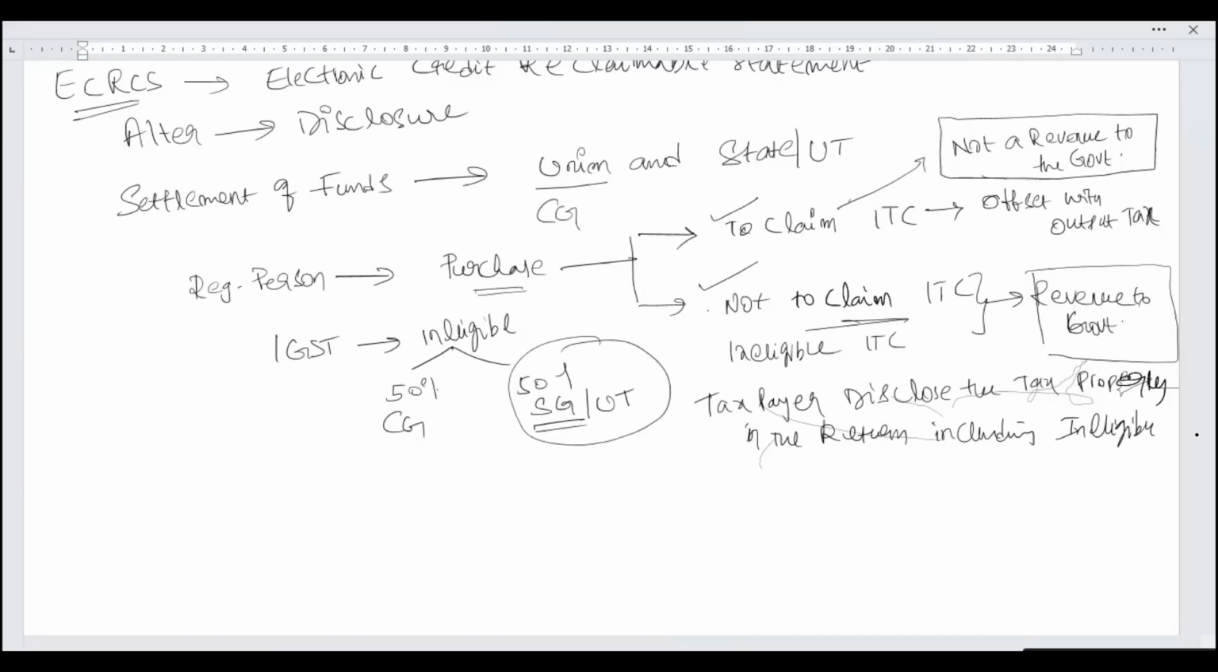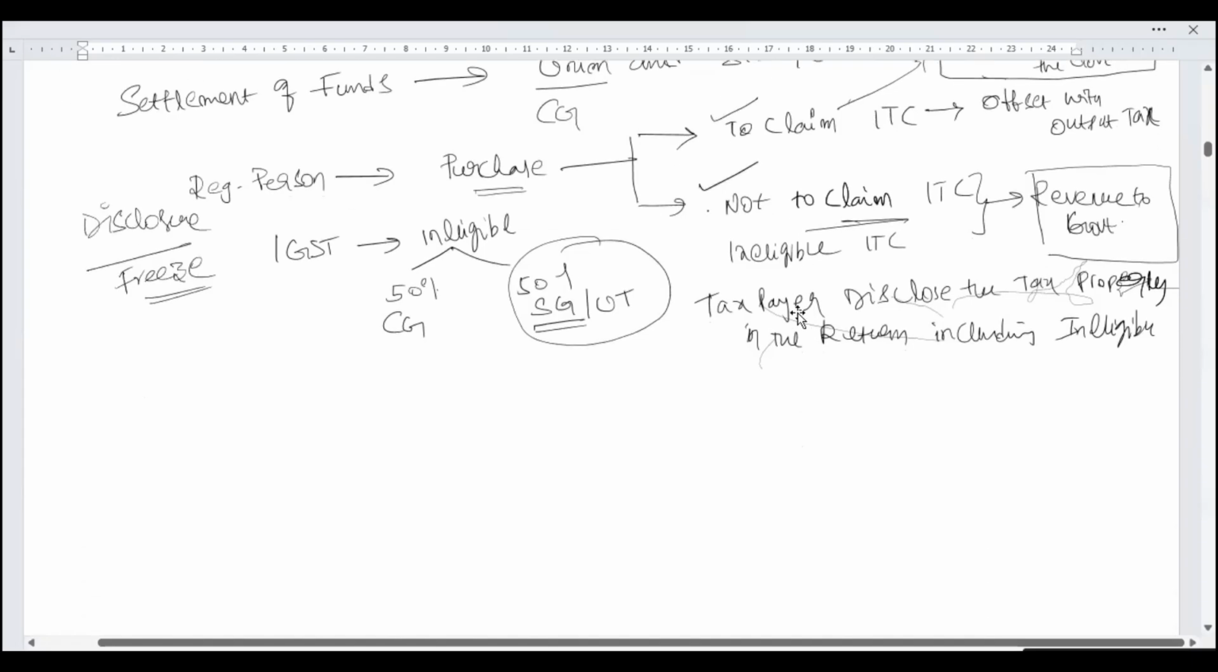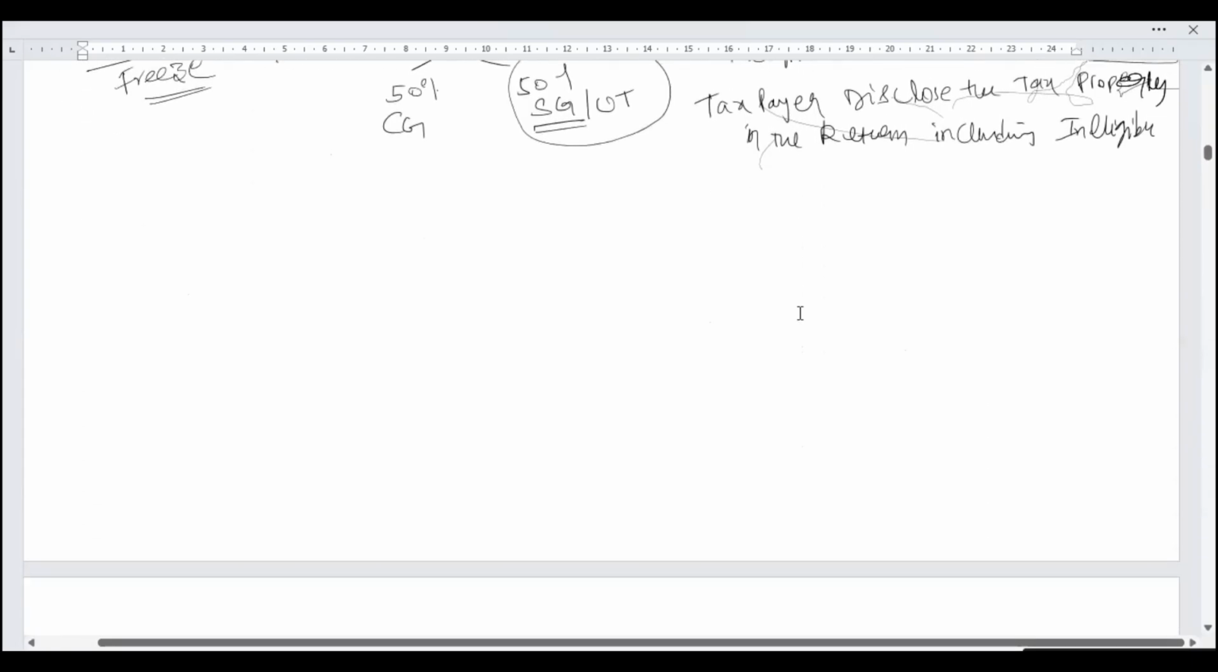Now again, the government felt that to make this settlement proper, let me have this disclosure of ITC freeze, at least to some extent. This is the backbone where the government said that whatever input tax comes, either you claim the credit or you don't claim the credit. Clear now?